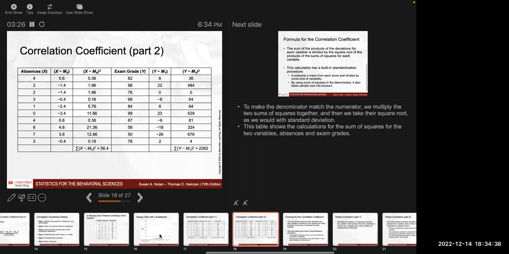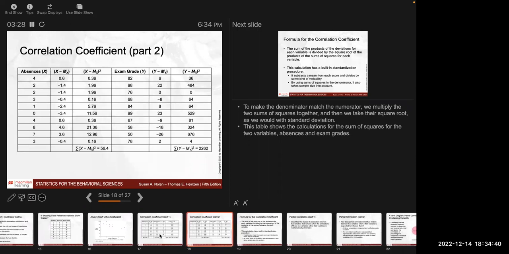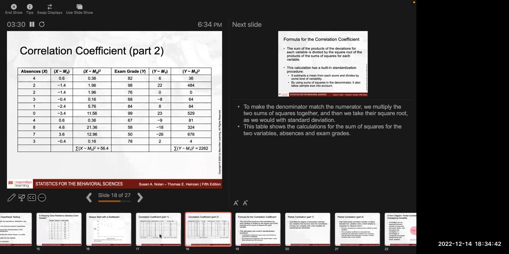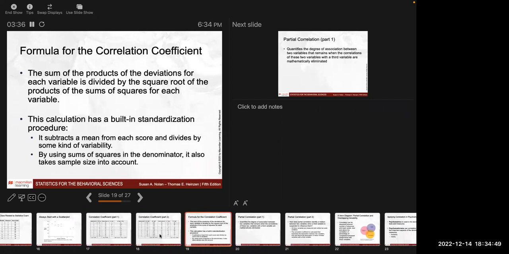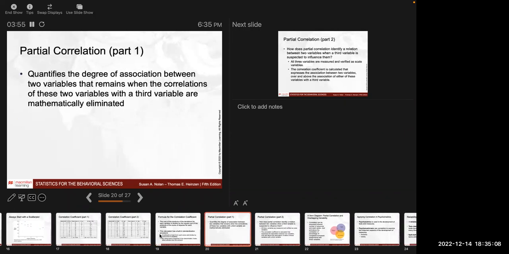The calculations we have gone through: you calculate the deviations and you sum the product of these deviations up. Then you calculate, just like we did before, the sum of squares of x and sum of squares of y. And you have a built-in standardization by doing that. So you get this sum of products of the deviations and you standardize it by the square root of the product of the sum of squares of x and y. This gets you the correlation coefficient.